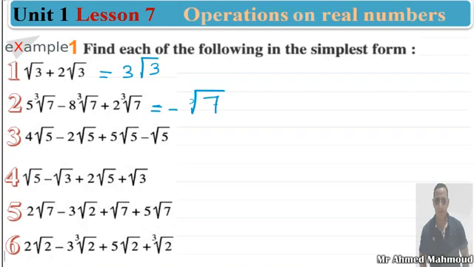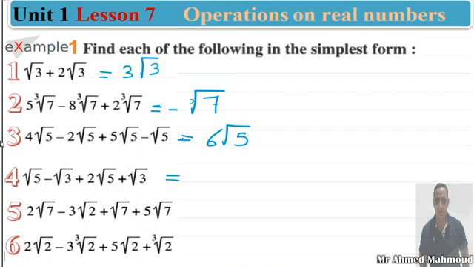The next one, 4 square root 5 minus 2 root 5 plus 5 root 5 minus root 5. All of them are like, then I'm going to add the coefficients. 4 minus 2 plus 5 minus 1. 4 minus 2 equals 2, plus 5 is 7, minus 1 equals 6. The result will be 6 square root 5.